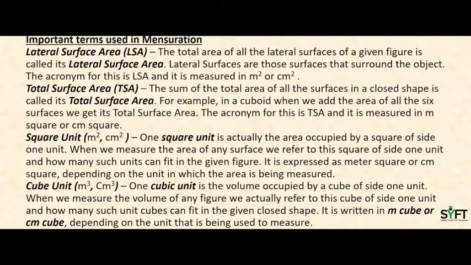Cube unit: meter cube or centimeter cube. One cubic unit is the volume occupied by a cube of side 1 unit. When we measure the volume of any figure, we refer to this cube of side 1 unit and how many such unit cubes can fit in the given closed shape. It is written in meter cube or centimeter cube depending on the unit that is being used to measure.